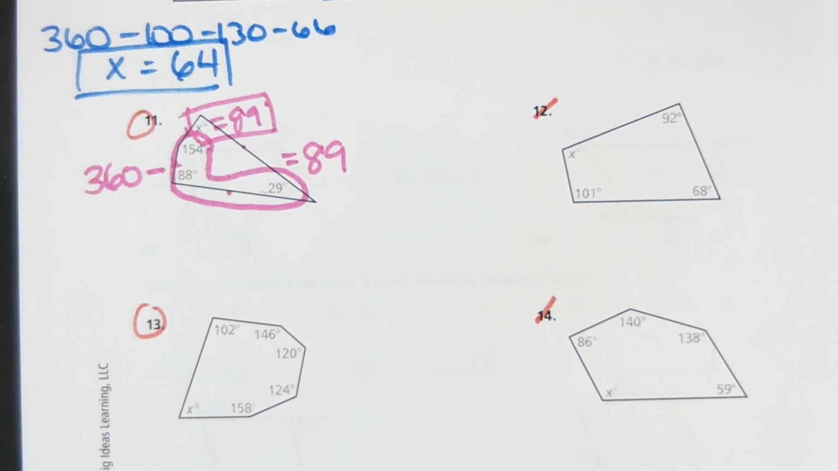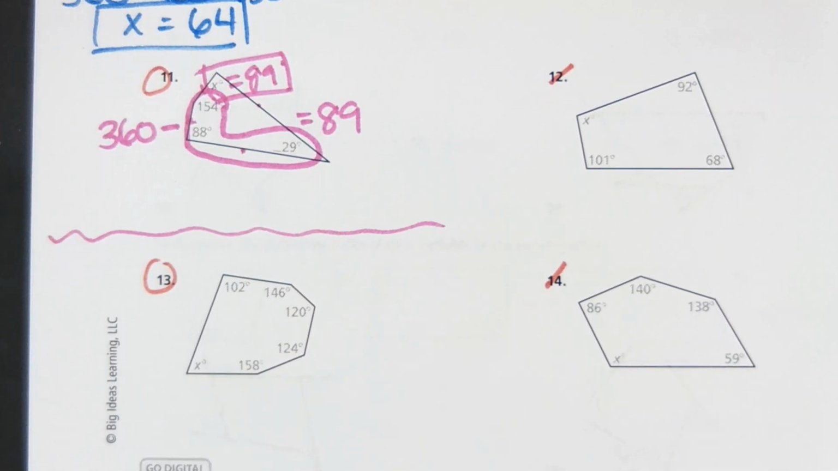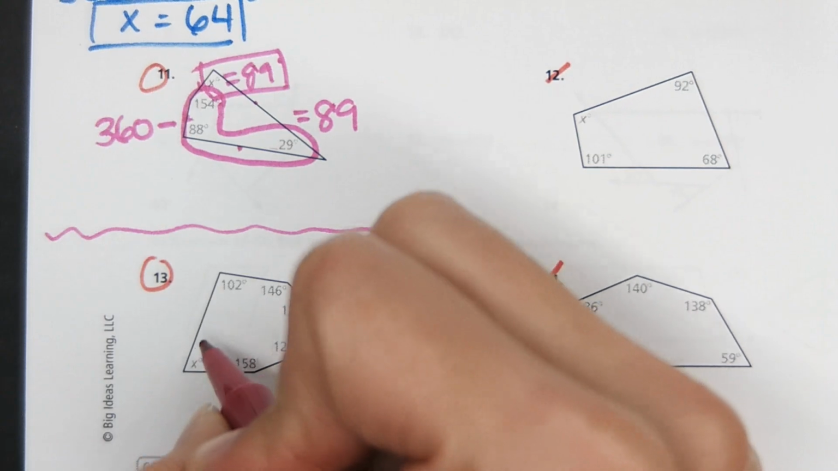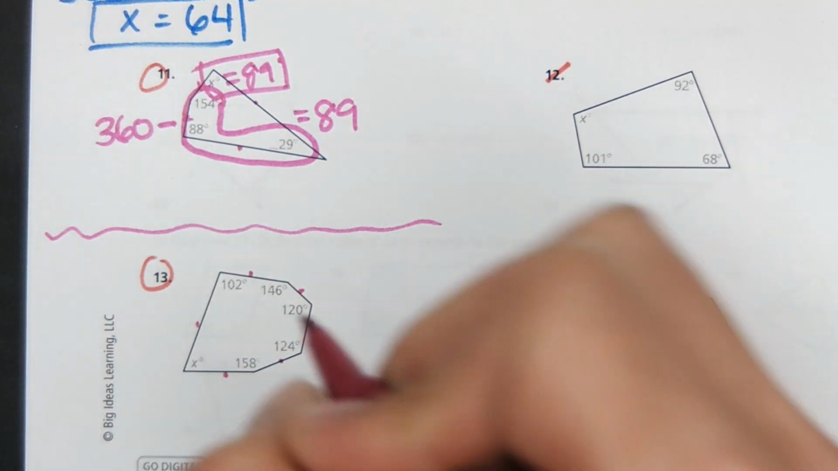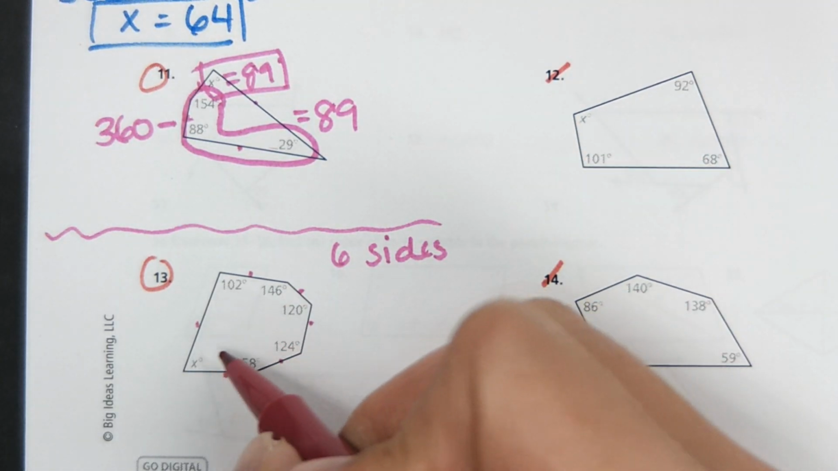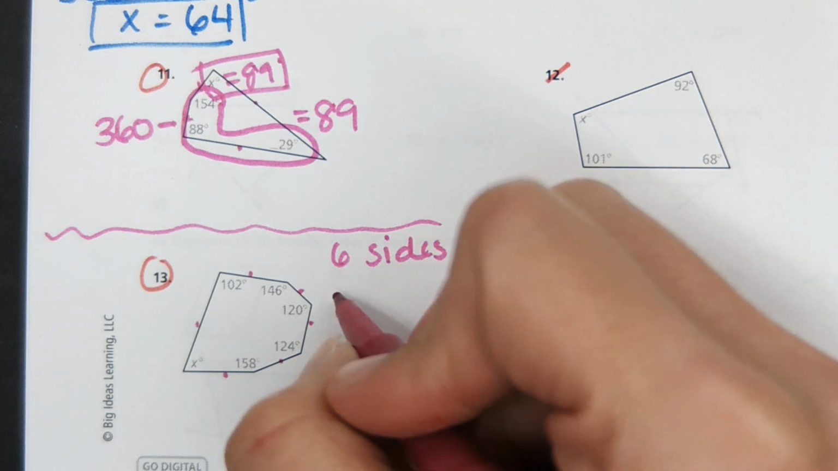Okay, then just drawing a little line because this one's different. This one's not a quadrilateral. It doesn't have 4 sides. We can count how many sides it has: 1, 2, 3, 4, 5, 6 sides. It has 6 sides. So therefore, the sum of these interior angles is going to be a different number, and we don't know what that number is.